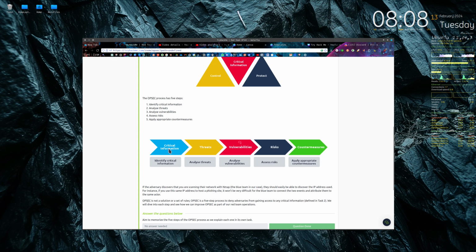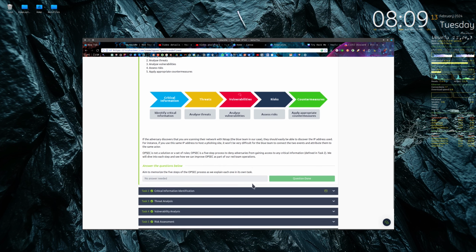So, start to finish, critical information. What information could that be? IP addresses that are publicly available, or versions of applications that can be banner grabbed, and so forth. Then threats. What are the threats there? It could be data leakage or paths that people can use to exfiltrate data. Then the vulnerabilities, then risk, and then your countermeasures, what you need to do to protect those.